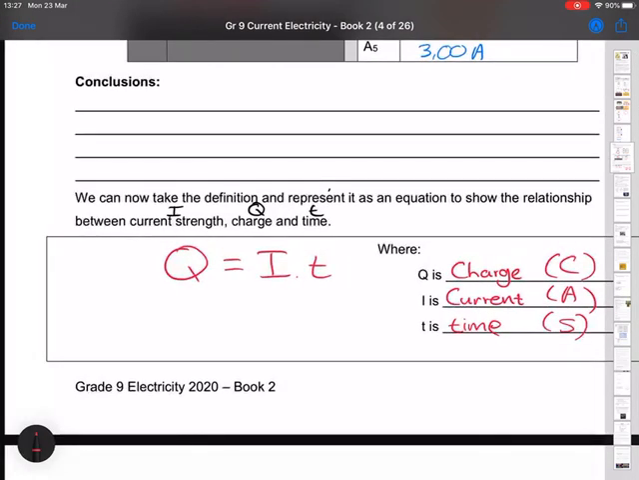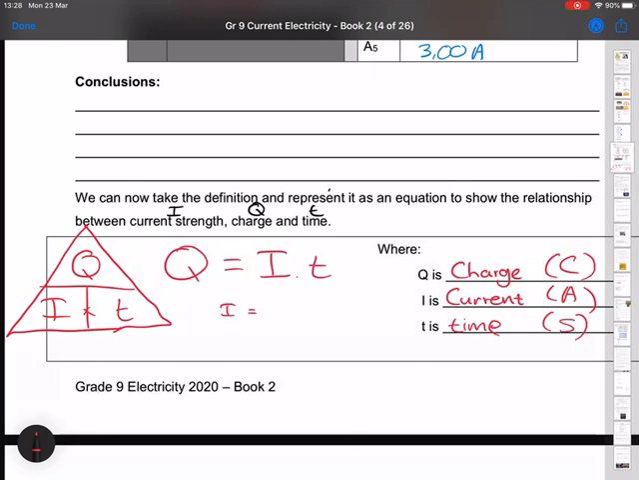Okay, sorry about the mix-up there. If you're used to using magic triangles, you can rearrange that formula. So Q would be on the top, and Q is equal to I times T. So what that means is that current I is equal to Q over T, and T for time is Q over I.